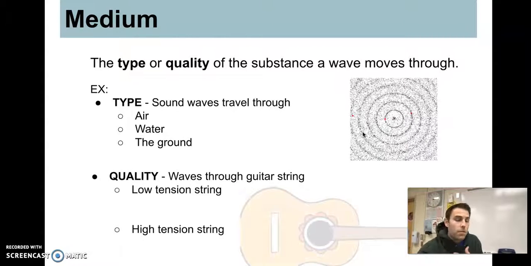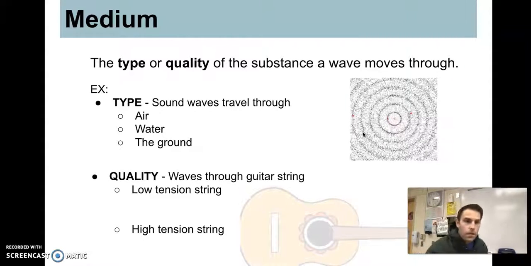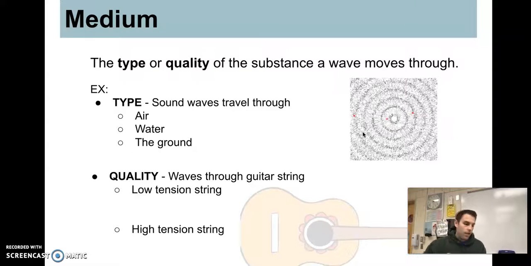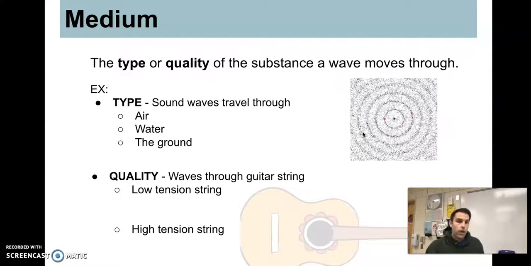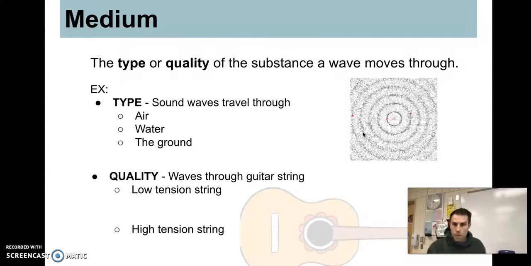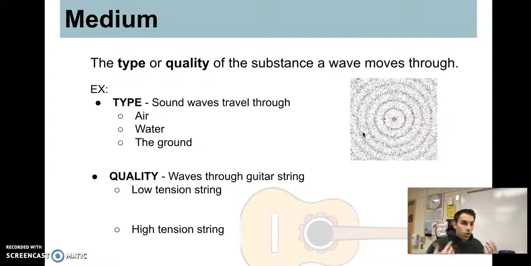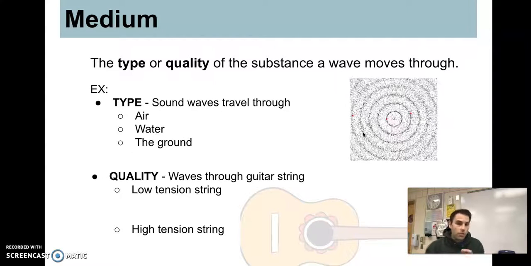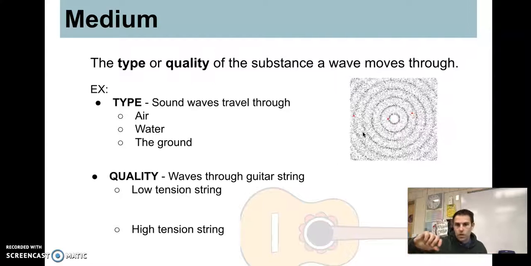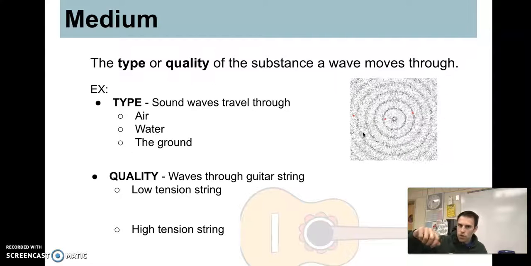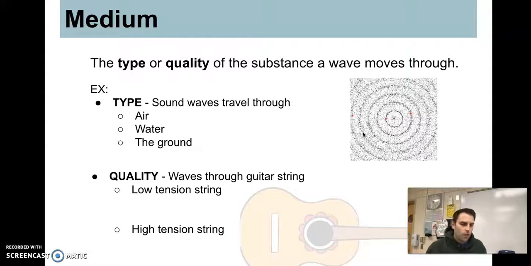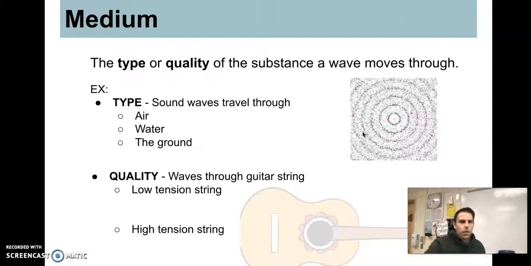But we could also look at medium in terms of the quality of the medium. All right, so for instance, if I hit a guitar string, the wave is traveling through a medium, right? Matter, in this case, the guitar string. Now, the guitar string may not change. I might still have the same string, but for anyone that's played guitar, if I tighten the strings or loosen them, it's going to change the sound of the guitar. It's going to change certain aspects of that wave.